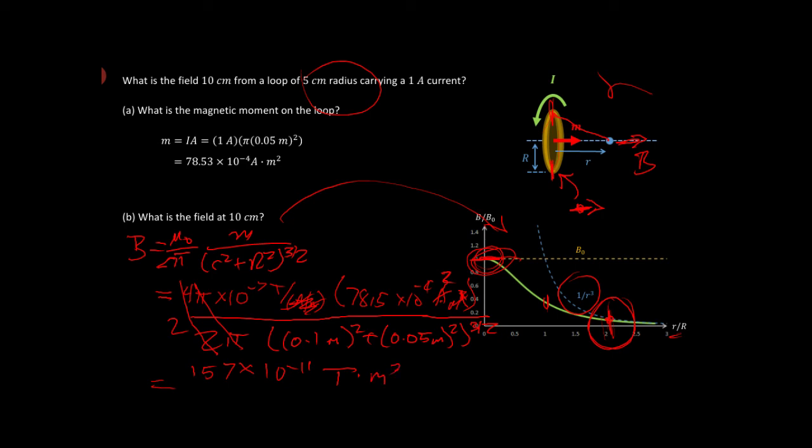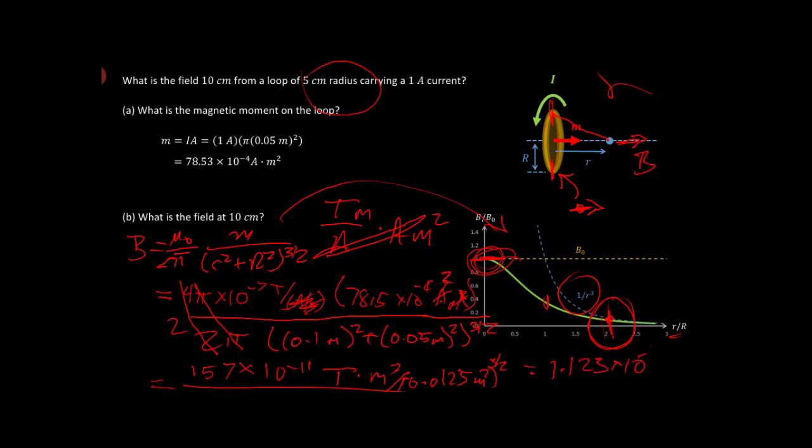Okay. Tesla over amps over meters times amps meters squared. So the amps did cancel, and this ended up with the meters cubed. Ouch. All right. So this is 0.01, divided by 0.0125 meters squared to the 3 halves, which ends up being about 1.123 times 10 to the minus 6 Tesla.